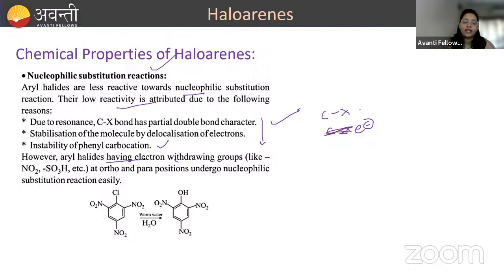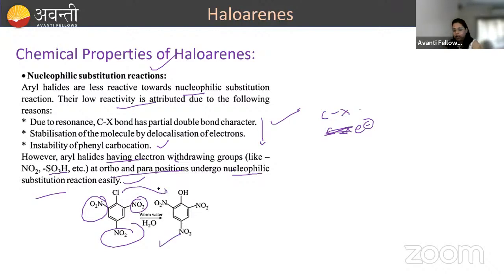However, consider aryl halides having an electron withdrawing group. Suppose our molecule consists of an electron withdrawing group with it, that is the NO2 group. See here, NO2, NO2 or NO2. Then the ortho and para positions undergo nucleophilic substitution reaction easily. Whether NO2 or SO3H, these are strong electron withdrawing groups, and if they are present, our reaction is very easily favoured. And here you can see the reaction is happening and the product is forming. Any doubt in this? Yes.